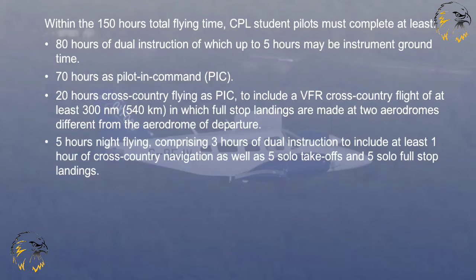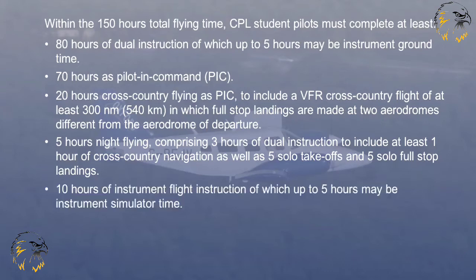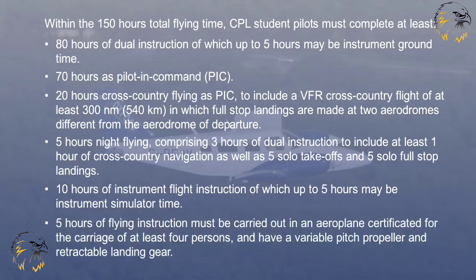5 hours night flying, comprising 3 hours of dual instruction, to include at least 1 hour of cross-country navigation, as well as 5 solo takeoffs and 5 full-stop landings, 10 hours of instrument flight instruction, of which up to 5 hours may be instrument ground time in an FNPT 1 or 2 or flight simulator. 5 hours of flying instruction must be carried out in an aeroplane certificated for the carriage of at least 4 persons, and have a variable pitch propeller and retractable landing gear.